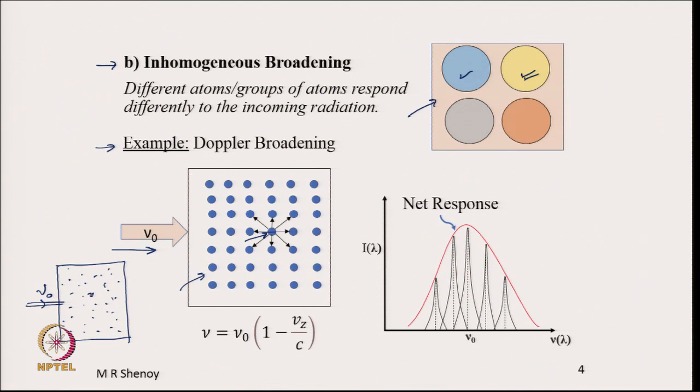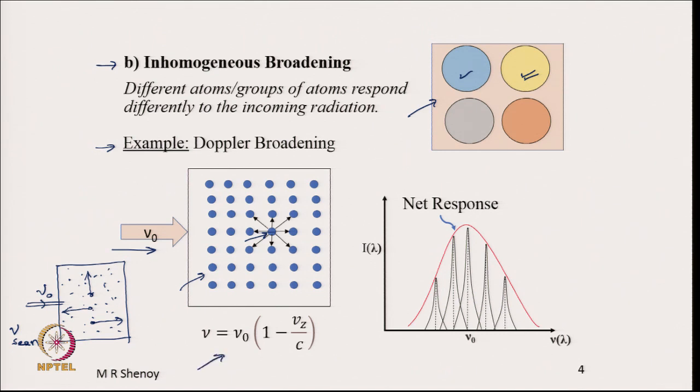atoms are in a state of motion. So, atoms which are travelling in this direction, and atoms which are travelling in this direction, and atoms which are travelling in this direction will see this incident frequency nu 0 as different. For example, atoms travelling in this direction towards the radiation will see the frequency nu seen to be higher than the actual frequency because of the Doppler effect.